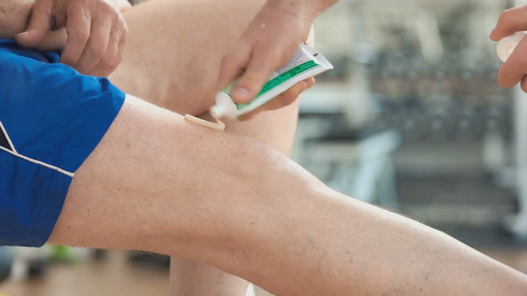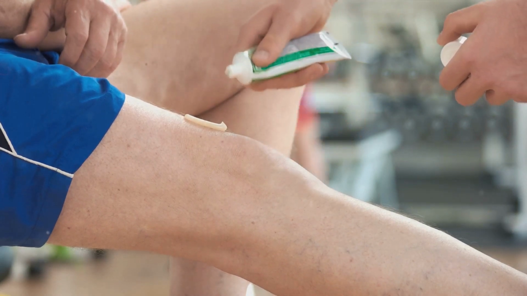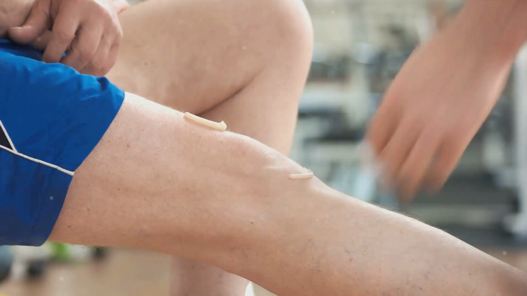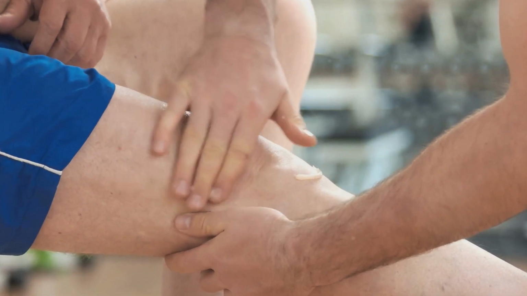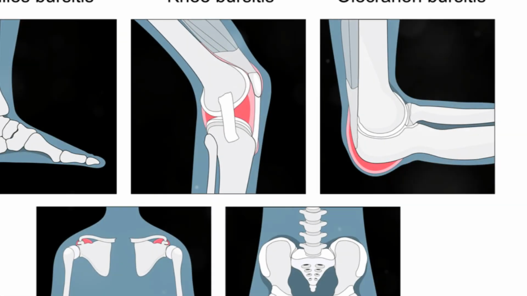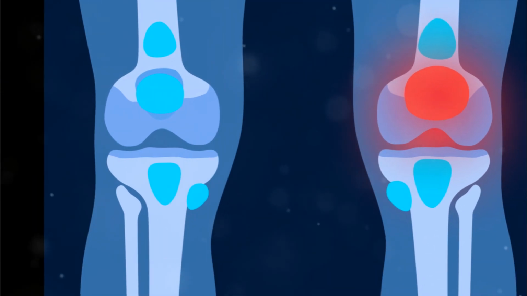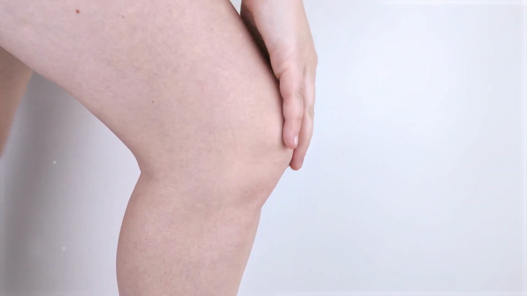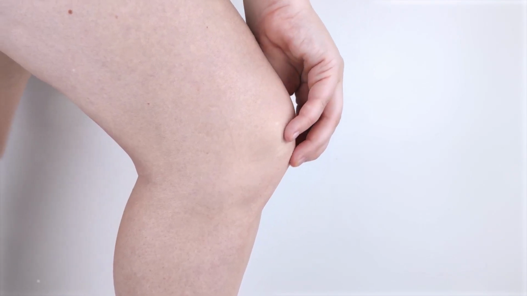In essence, each term tells a story about the condition it describes, from the body part involved to the nature of the ailment. Now that we've covered the first 5, are you ready for the next 5? Number 6 on our list is bursitis. Derived from the Latin term bursa, meaning purse, it refers to the inflammation of the small, fluid-filled pads or bursae that act as cushions among your bones and the tendons and muscles near your joints.